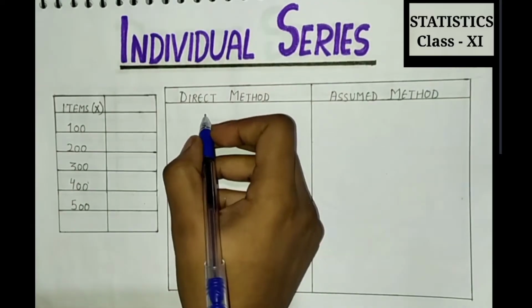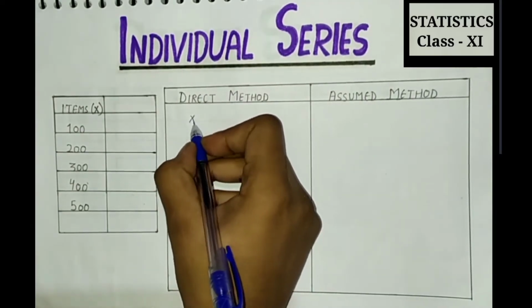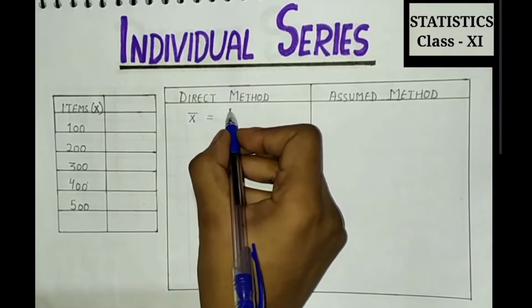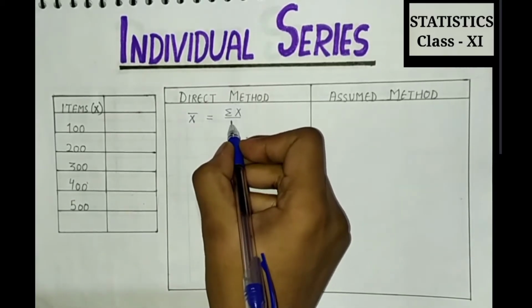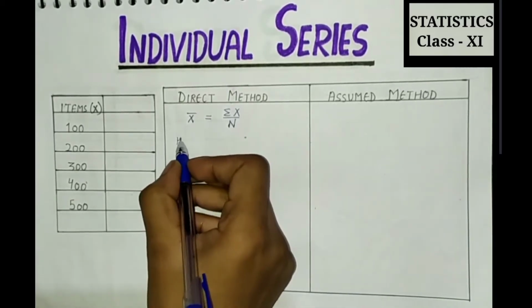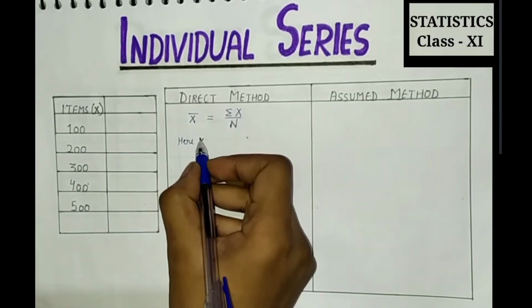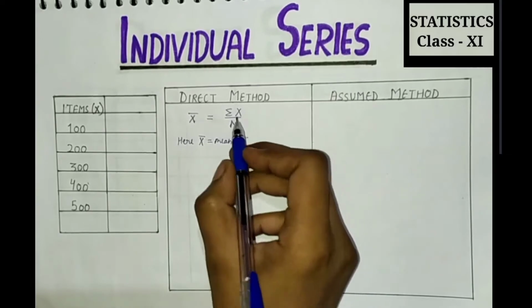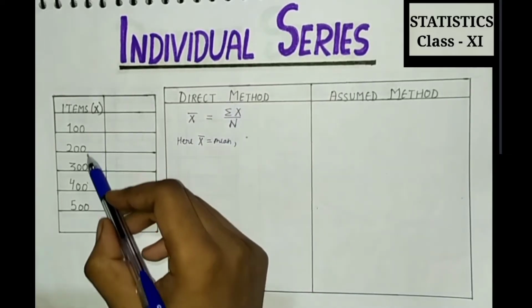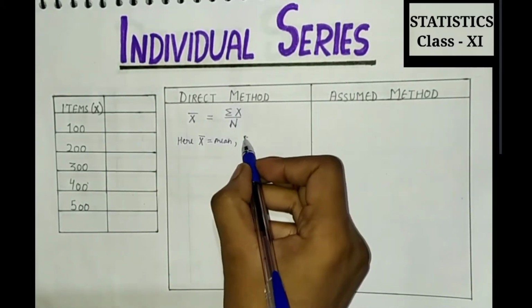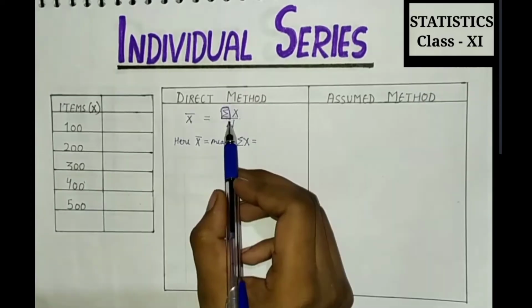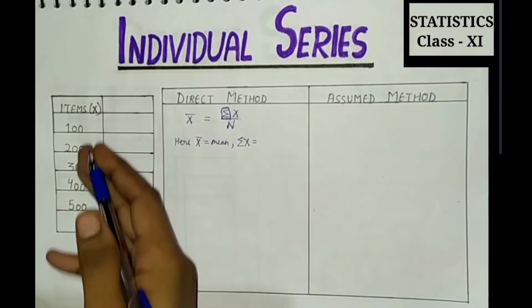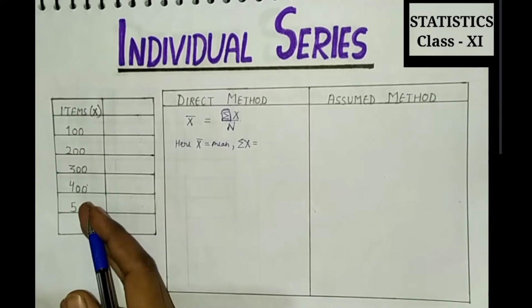So our direct method formula is mean is equal to sigma x upon n. Here this is equal to mean, and x is the items given in our series, and sigma x is equal to the sum of all the observations which are given in a series.